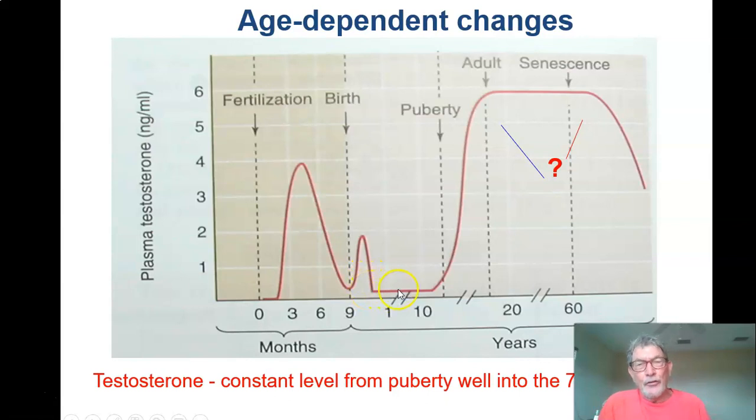Then it stays quite low until puberty, and then it goes up, and it stays up all the way till, in your 70s, it starts to taper off, and by the time you get to be 90 years old, it's come down to maybe half what it was at your peak.